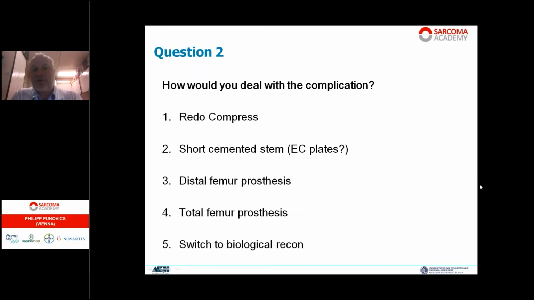Would you redo the compress system, as the upper compress system was kept in situ? Would you do a short cemented stem, maybe with extracortical plates? Would you do distal femur prosthesis? Would you say, no, I have enough of this compress system, I'm switching to the total femur prosthesis? Or would you say, now, since the patient is fully out of chemo, I would now switch to biological reconstruction in this young patient?